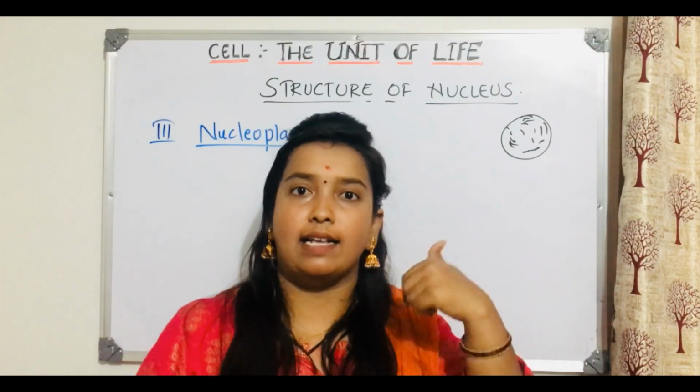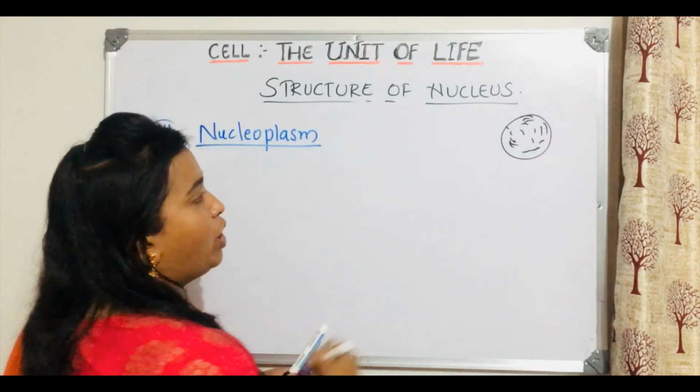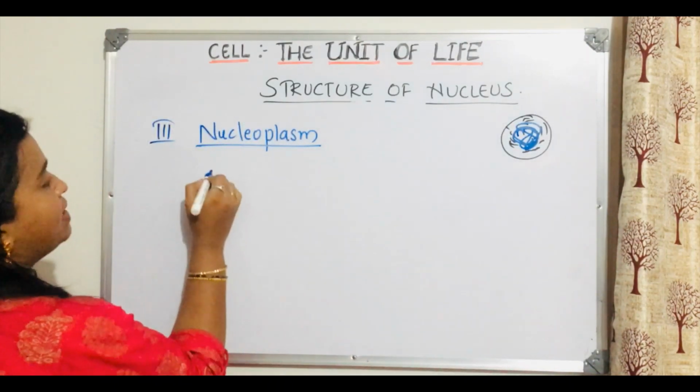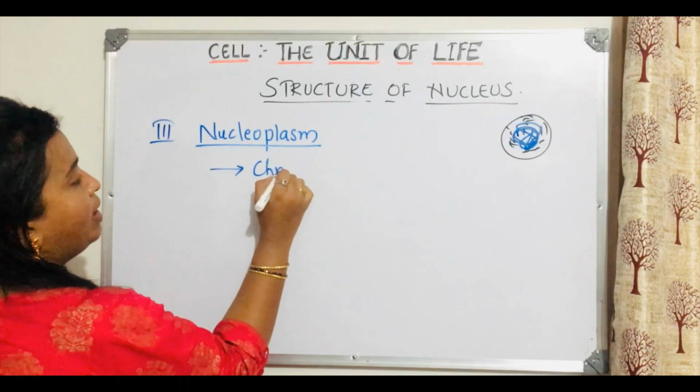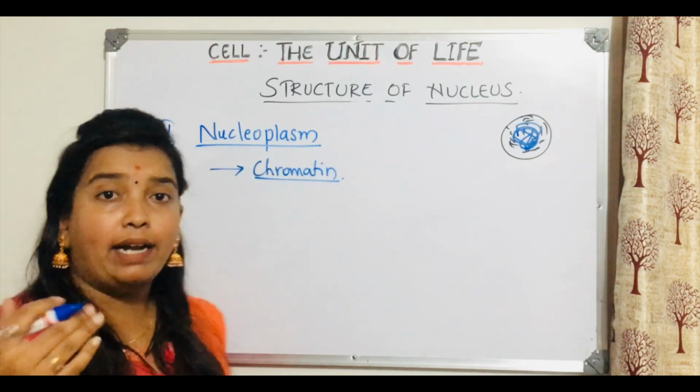Then what does it have? When you see the nucleoplasm, usually you will see thread-like material present in it. So what is present in the nucleoplasm? The chromatin material. What do we call it? Chromatin. Now what is chromatin?